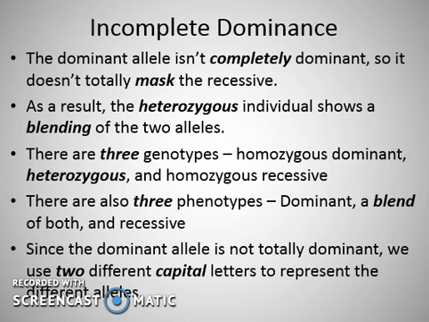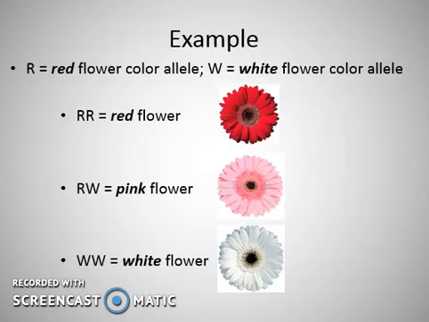Since the dominant allele is not totally dominant, we use two different capital letters to represent the different alleles. So again, if we go back to flower color, let's say big R is red, and now we're going to let big W, capital W, represent white. So an individual with the genotype big R, big R would be a red flower. At the bottom, big W, big W would be a white flower, but in the middle, an individual with the genotype big R, big W would be a pink flower. So it's neither red nor white, but a blend of the two, and that's how incomplete dominance works.